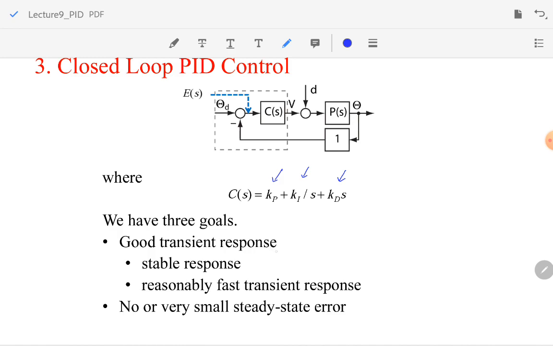And for the transient response, the bare minimum is that we have to have a stable response. We can't have theta going to infinity. When we say, go to 30 degrees, we don't want it to just go to infinity, or just keep spinning. We would also like to have a reasonably fast transient response. When I tell my arm to go to 30 degrees, I want that to happen in under 1 second. I don't want to wait until tomorrow for it to go to 30 degrees. So we want a fast enough transient response.